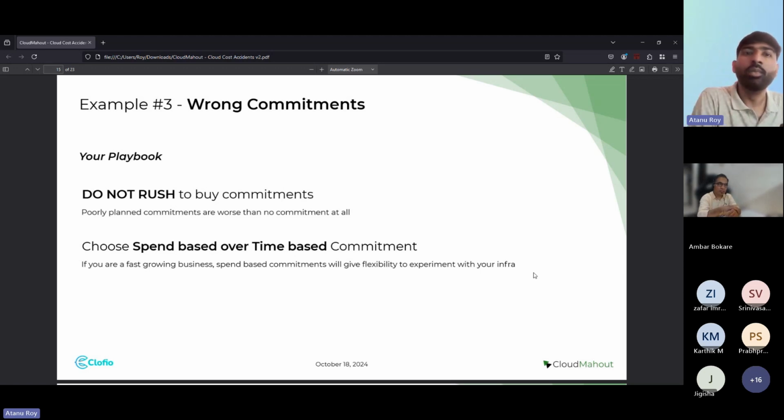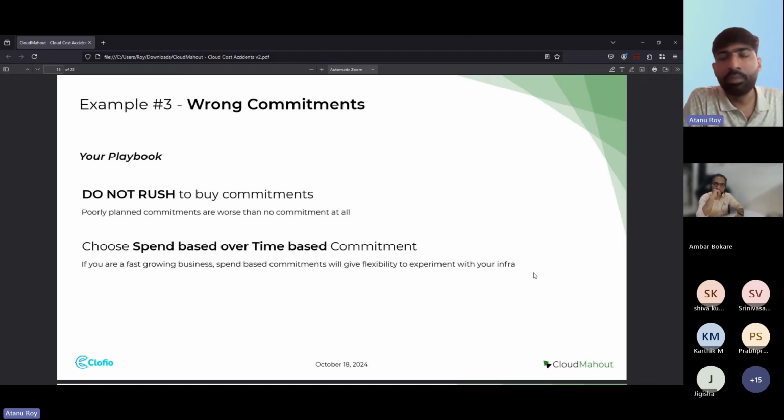Why? Because you can move across different instance classes. You can basically play with your infrastructure. You can right size it. You can move to a different instance class while still making sure your commitments are met.